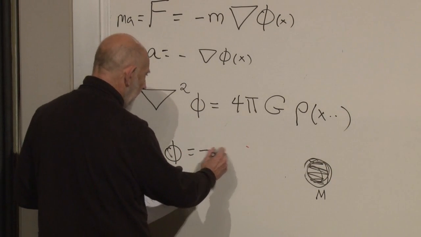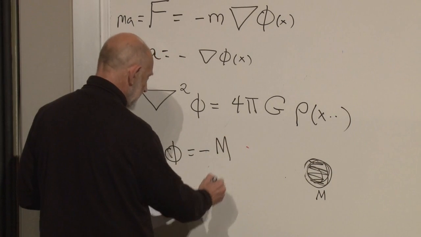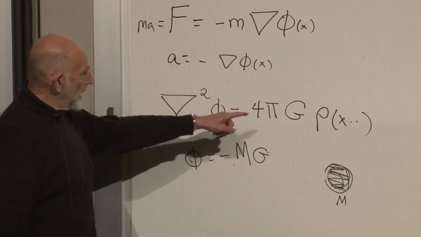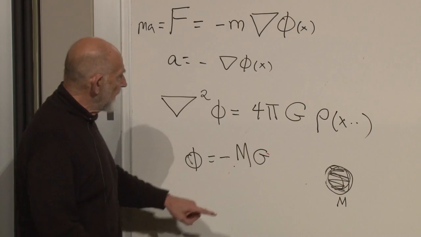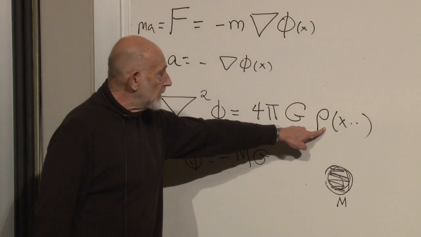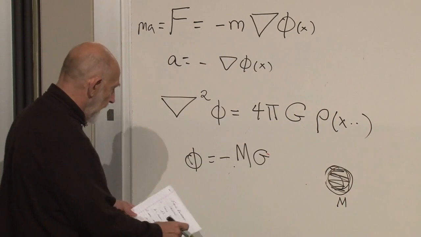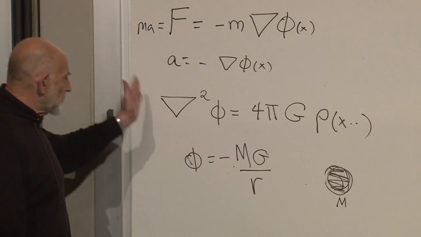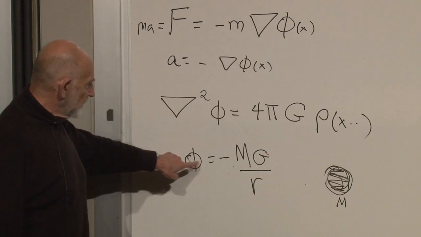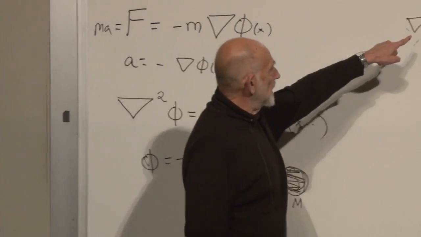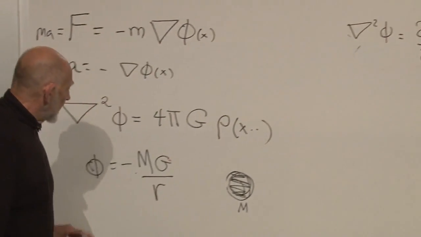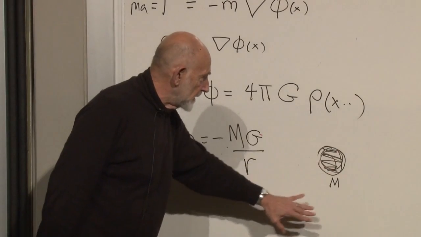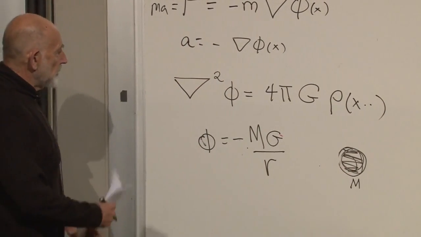is equal to minus the total mass times g. The g is there because there's a g in the source equation here. Mass, that's the integrated amount of total mass divided by r. That solves this equation. If you take this phi, which depends on position, and you calculate del squared, you will find that it's 0 everywhere outside the, okay. So this is the solution outside.